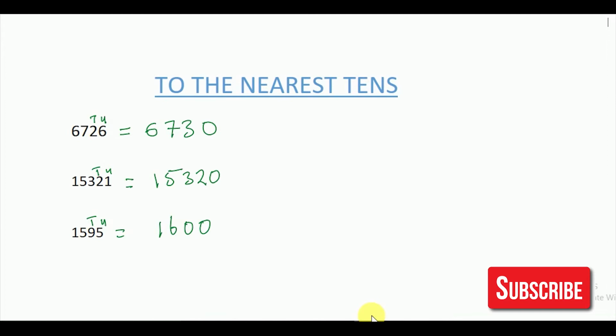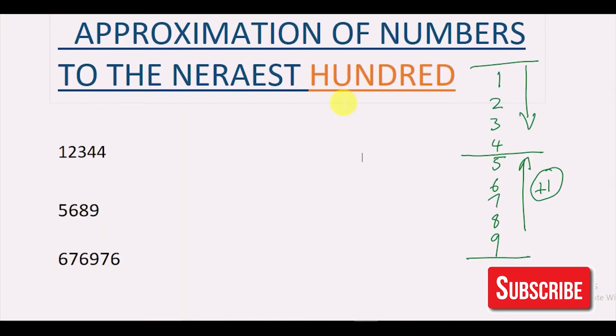Now, let's go straight to today's video. So we are here now. How do we approximate numbers to the nearest 100? If you remember what I taught in my last video, the first thing you have to do is what? That is place value. Make sure you put your place value first before you start any working you want to do. So this is number 1 here.